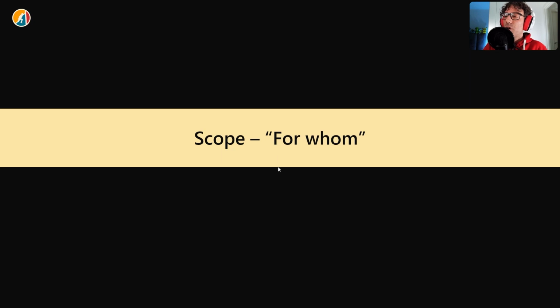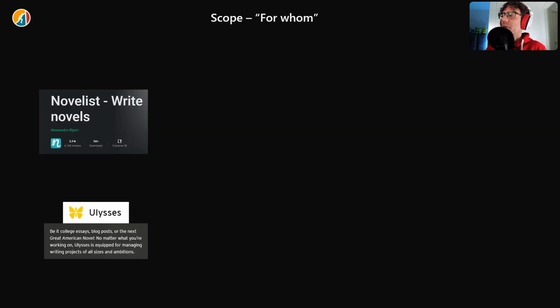There is also a scope. This is for whom is the app. A scope that can be on the target segment, like a group of people, or more like the way that is supposed to be used by kind of a broader group of people. In this case, this app is just going like by the book, target segment, novelist, use case, write novels. So they are signaling that, they are presenting themselves in a really clear way. Ulysses, target segment, everyone that writes, use case, every writing, be it college essays, blog posts, or the next great American novel.